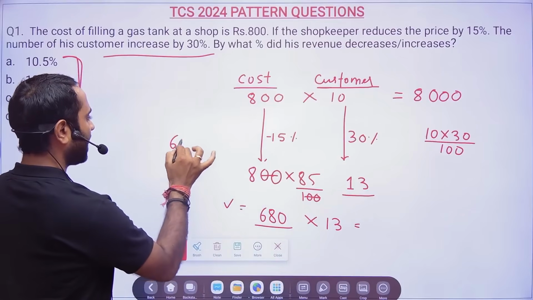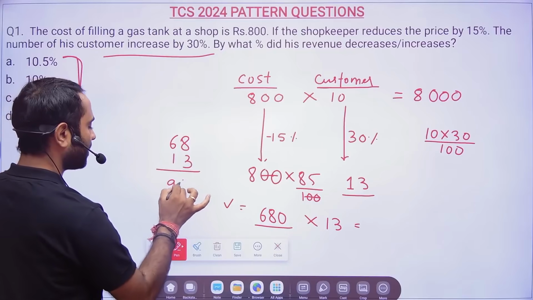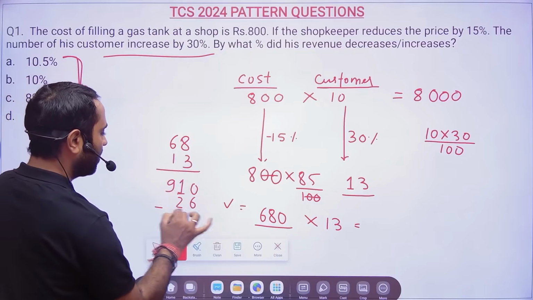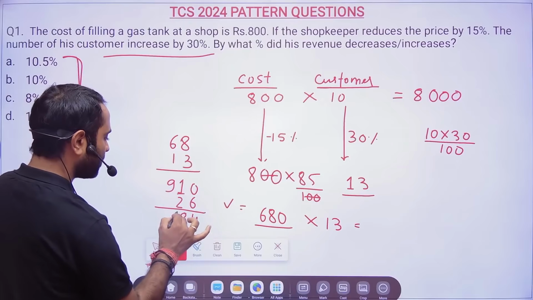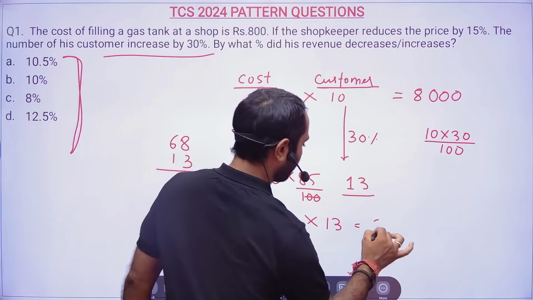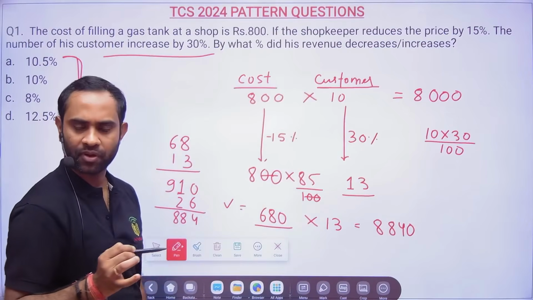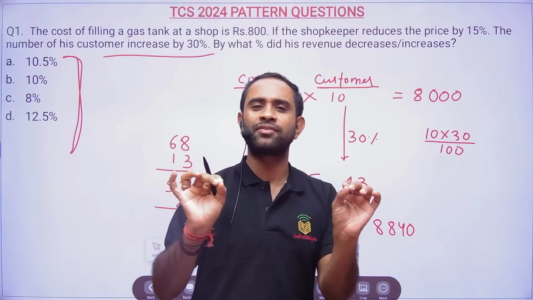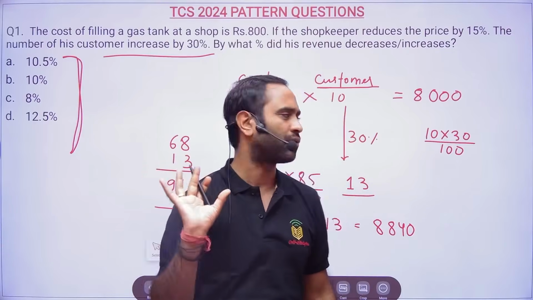So 68 into 13, right? You can also do 13 into 7 will be 910, and then 13 2s are 26, right? Some calculation techniques you will have to learn. So 10 minus 6 is 4, 10 minus 2 is 8. So 884. So here it will become 8840. Some calculation techniques you will have to learn. But anyway, TCS will be having a calculator. So please don't do calculation by writing and multiplying. Don't waste your time.